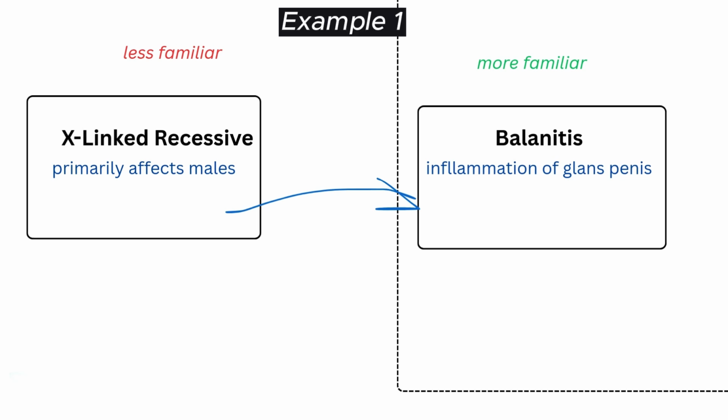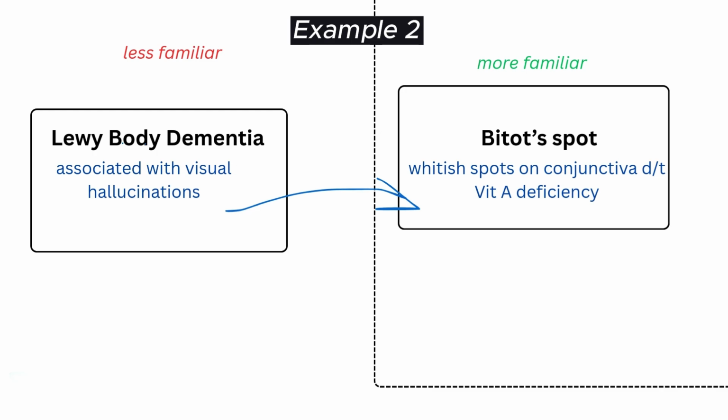I once placed X-linked recessive inheritance inside a basket with balanitis. Yep, the glans penis. Why? Because it helped me remember that X-linked conditions mostly affect males. Weird? Maybe. Memorable? Absolutely.